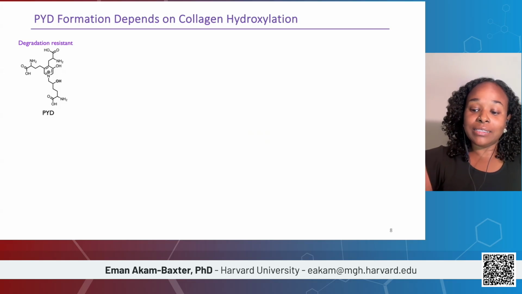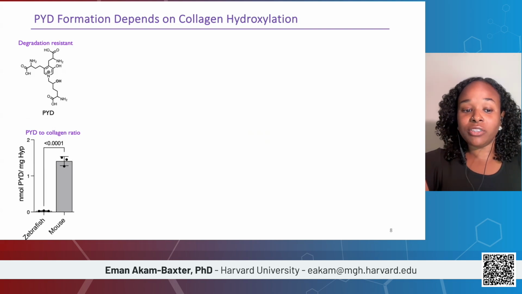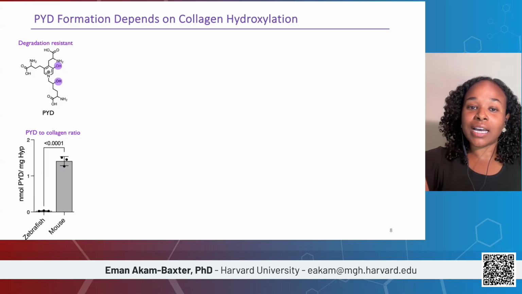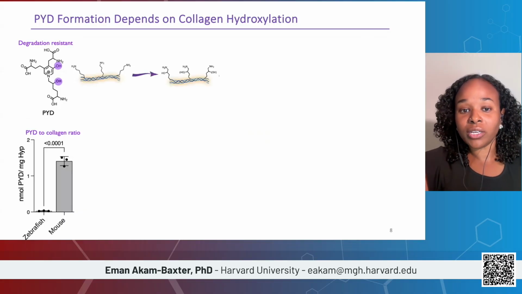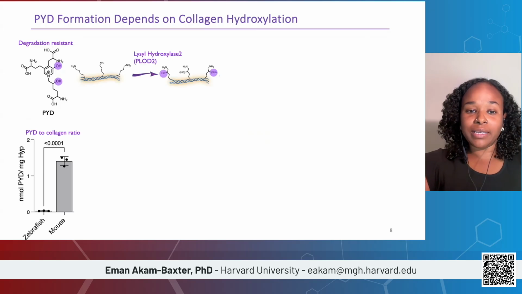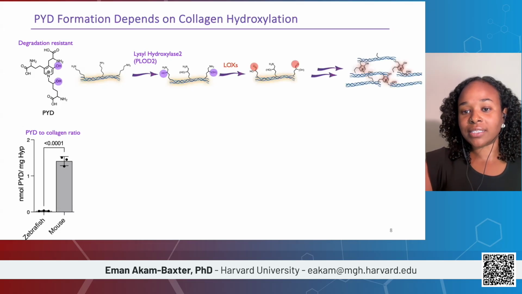And when we quantified PYD on collagen in the infarcts, we see that it's highly abundant in the mouse tissue, but we really don't see it at all in the zebrafish tissue. And it turns out that this is because there's a hydroxylation step that needs to happen before PYD can be formed. So collagen can be hydroxylated before cross-linking, and this is done by this enzyme called lysyl hydroxylase. And whether or not collagen is hydroxylated, it can undergo cross-linking. So it will still get oxidized no matter if it's hydroxylated or not. But if it is hydroxylated, then that will allow formation of these PYD cross-links.